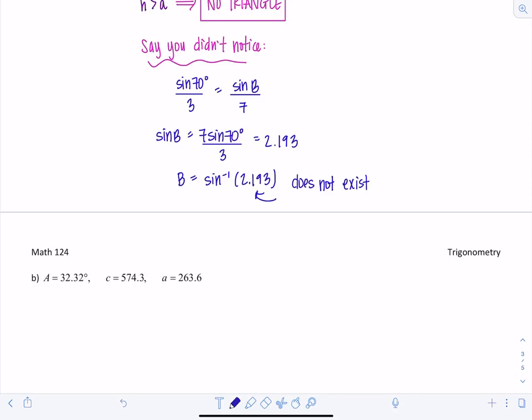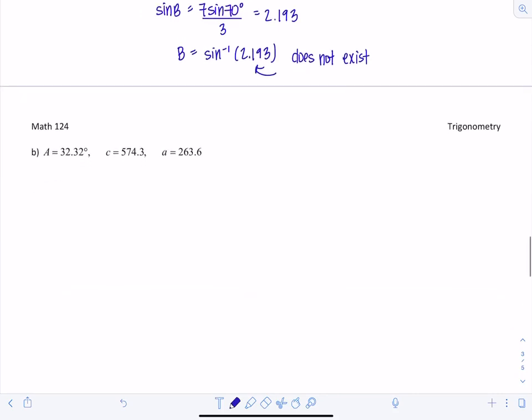All right, nice. Let's move on to some more examples now. Example B. Angle A is 32.32 degrees, side C is 574.3, and then side A is 263.6. So let's draw our triangle. Oh no, that's not it at all. Okay, so they gave me angle A, which is 32.32 degrees, and they gave me side C, which is 574.3. I'm not going to include side A in the picture.